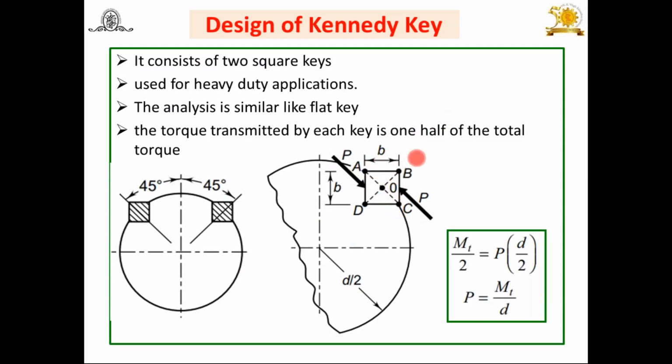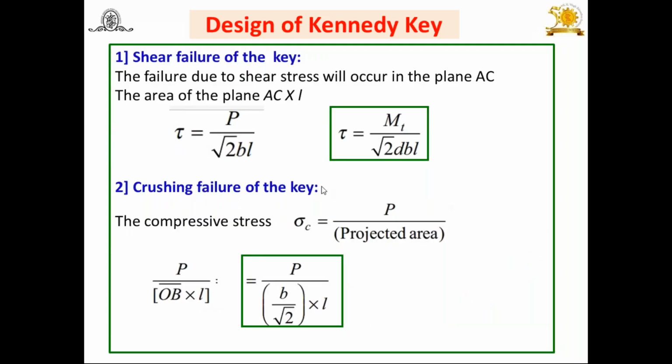And again here, this key has the length L. The shear area you will get is AC into L. The shear failure of the key is going to occur along the plane AC and this length L, so the shear area will be AC into the length of the key. Therefore, failure of the key due to shear stress will occur in the plane AC. I have written here, area of the plane AC into L. And therefore, what is the shear stress? Tau is equal to force upon this area.